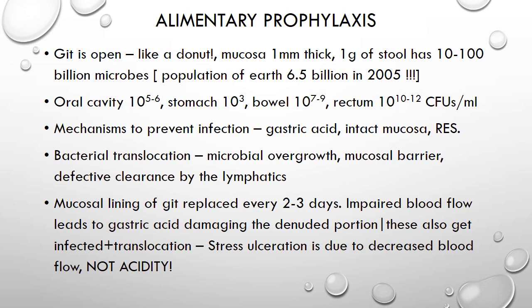In ideal circumstances, the mucosal lining of the GIT is replaced every 2 to 3 days. But when there is an impaired blood flow, the mucosa doesn't get replaced, the epithelium gets denuded, and the gastric acid damages the denuded portion of the stomach. Thus, there is infection and translocation. Therefore, stress ulceration occurs not due to acidity, but due to decreased blood flow.